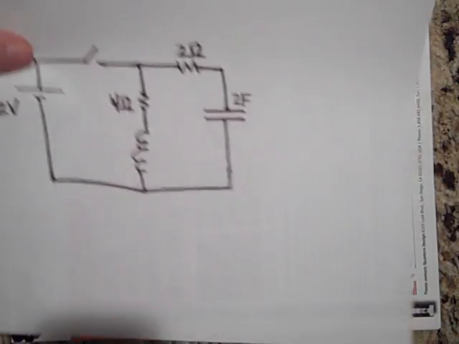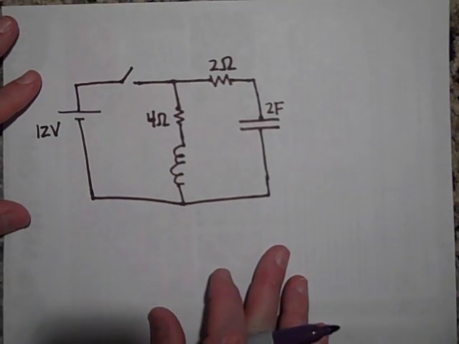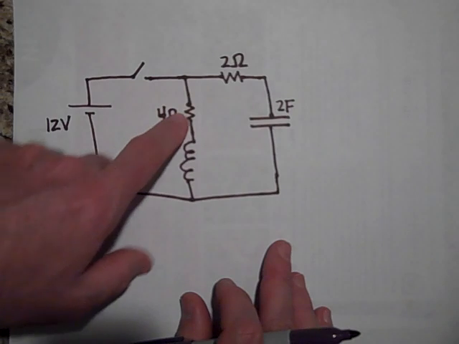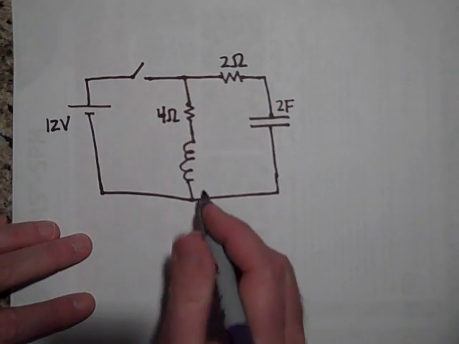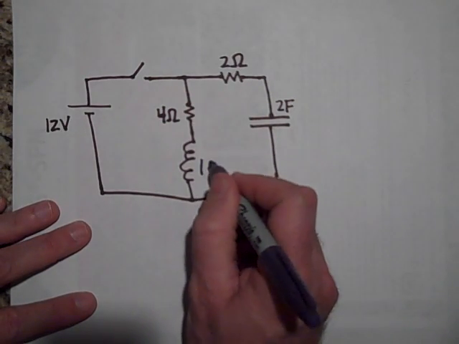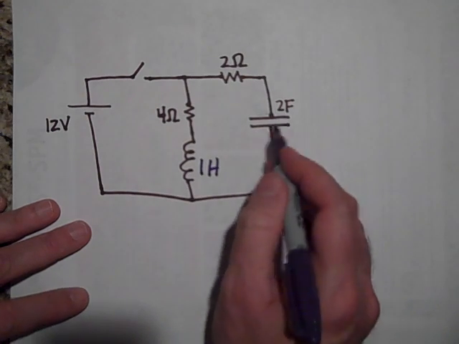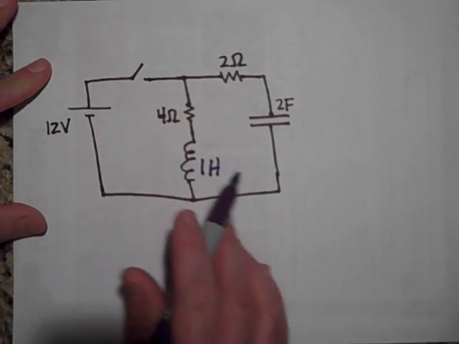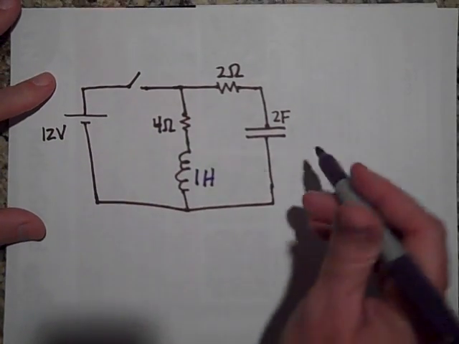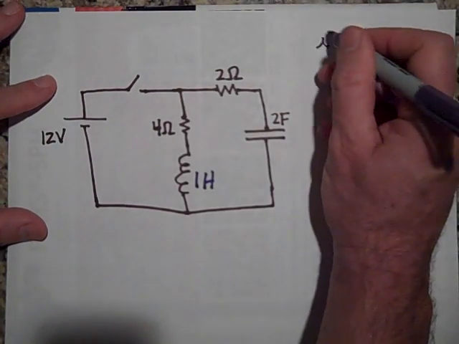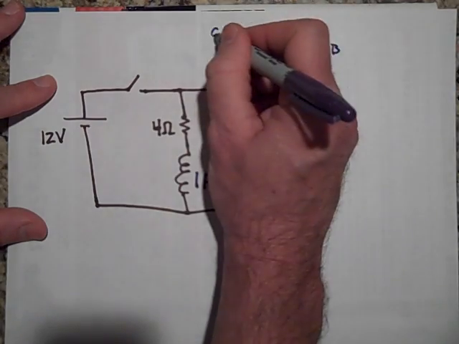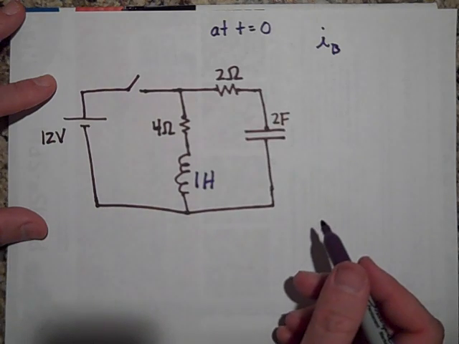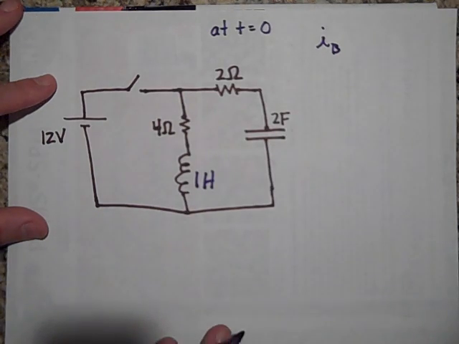Next question. I have a 12 volt battery, a switch, a 4 ohm resistor, a 2 ohm resistor. Let's make this 1 Henry. And this is a 2 farad capacitor. Okay, the instant I close this switch, could you tell me what the I through the battery will be? What will be the I through the battery at t equals 0 when I close this switch?